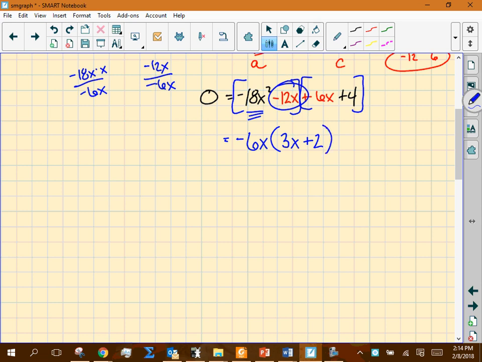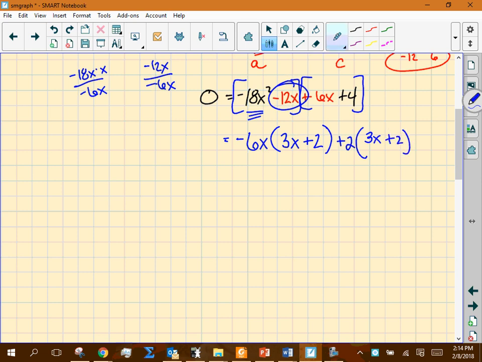If I distribute that negative 6x through, you get back to negative 18x squared minus 12x. Now I want to do the same thing for 6x plus 4. What number will divide 6x plus 4? 2, right? 2 is in both of those. So let's take a 2 out. Divide 2 out of 6x, you get 3x. Divide 2 out of 4, what do you get? 2.